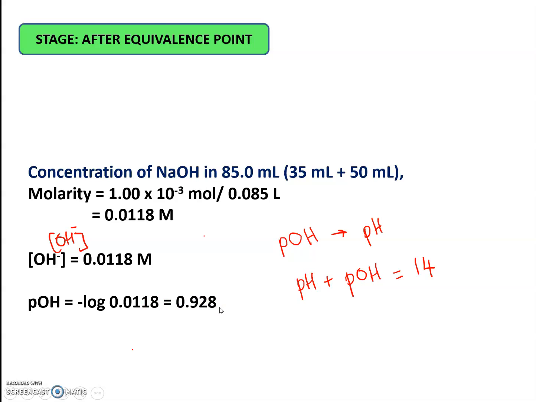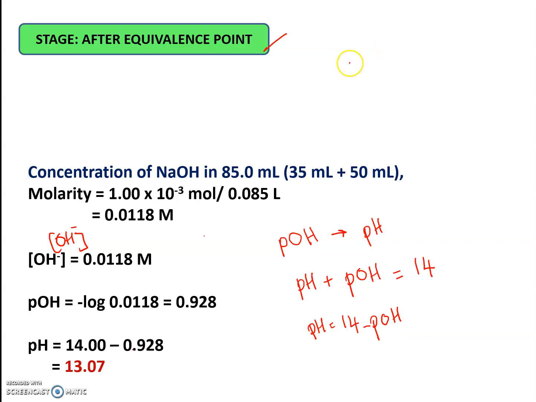To find pH, 14 minus pOH. 14 minus 0.928, we will get 13.07. So this stage is after the equivalence point, where the concept is that more titrant was added after the equivalence point, so the concentration of hydroxide is larger compared to the concentration of H plus. That's why when we find the concentration of hydroxide, we have to calculate pOH, then pH. This is the concept.